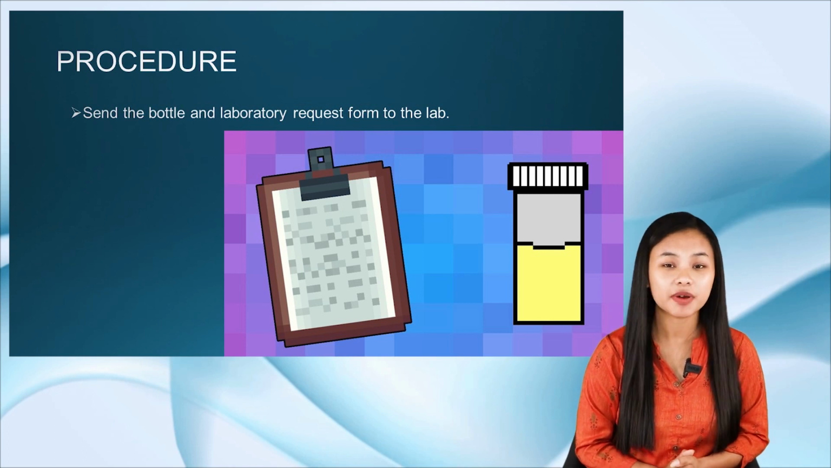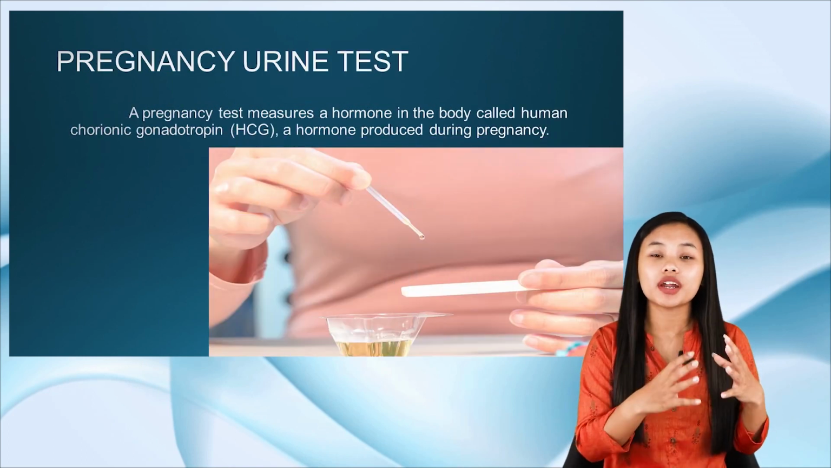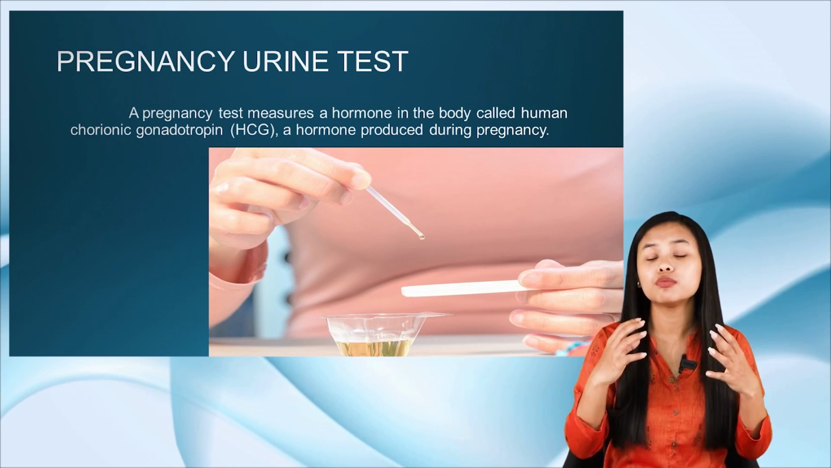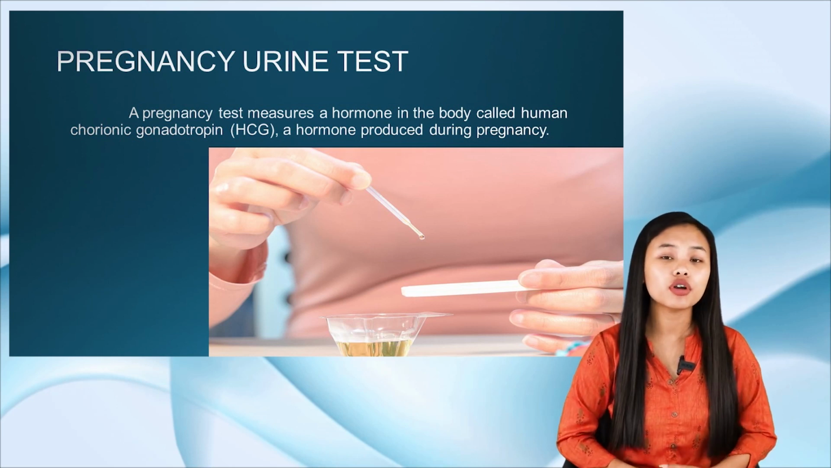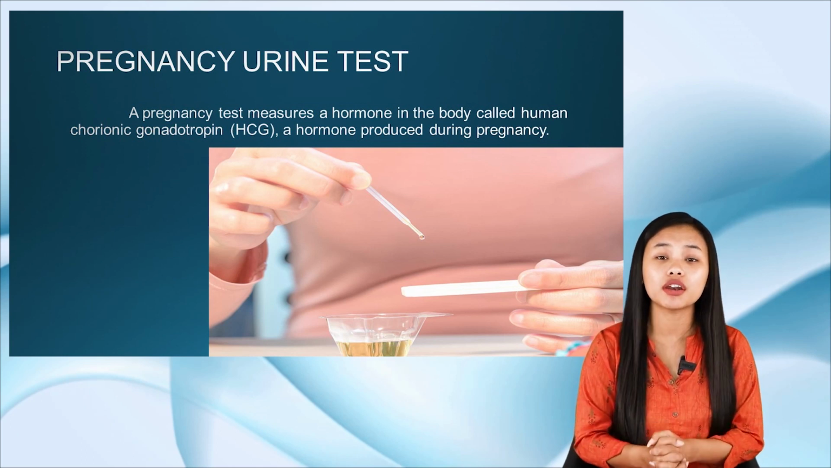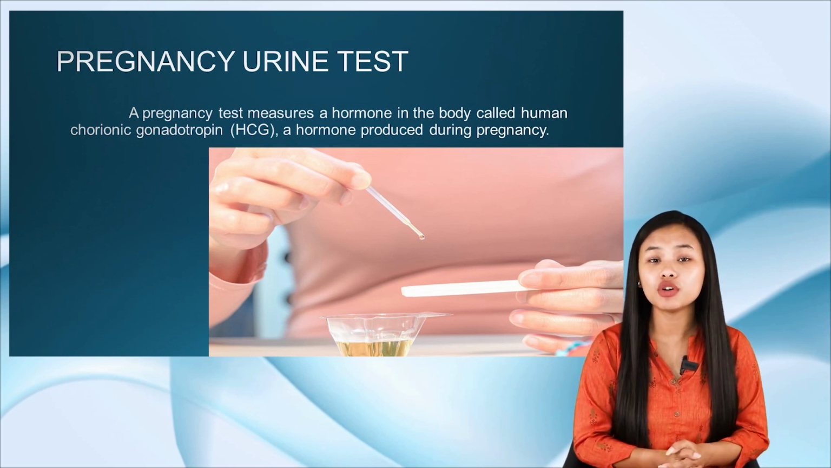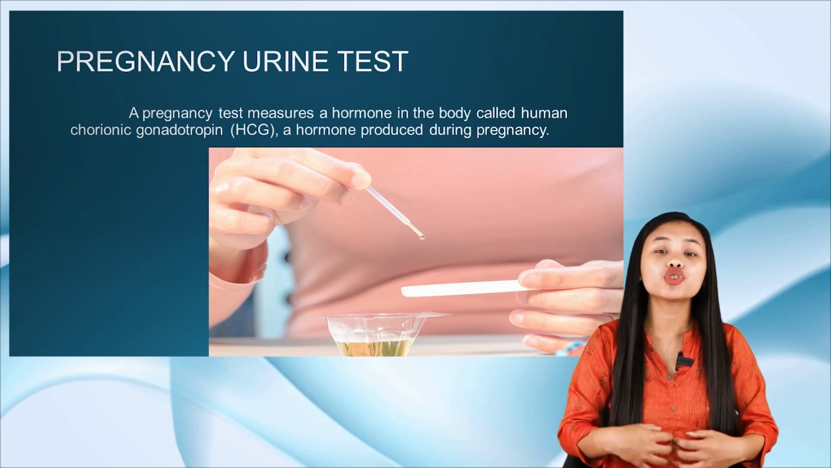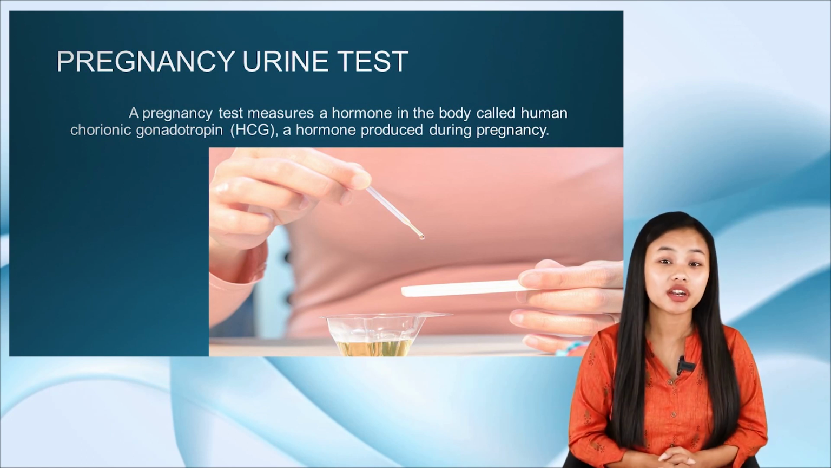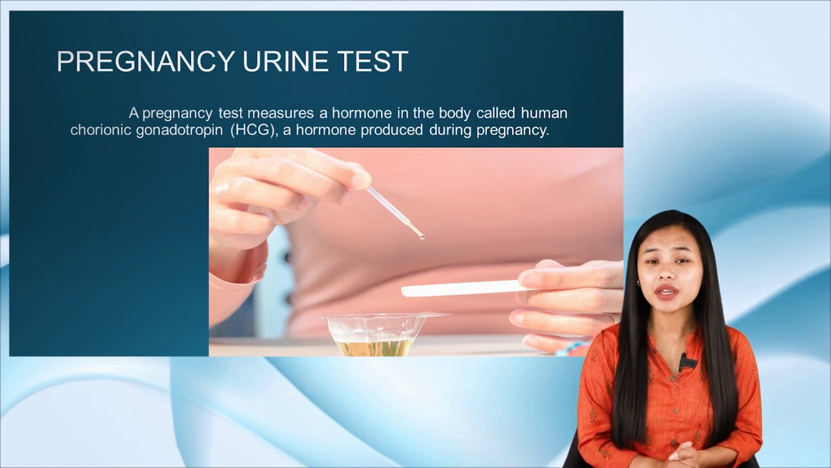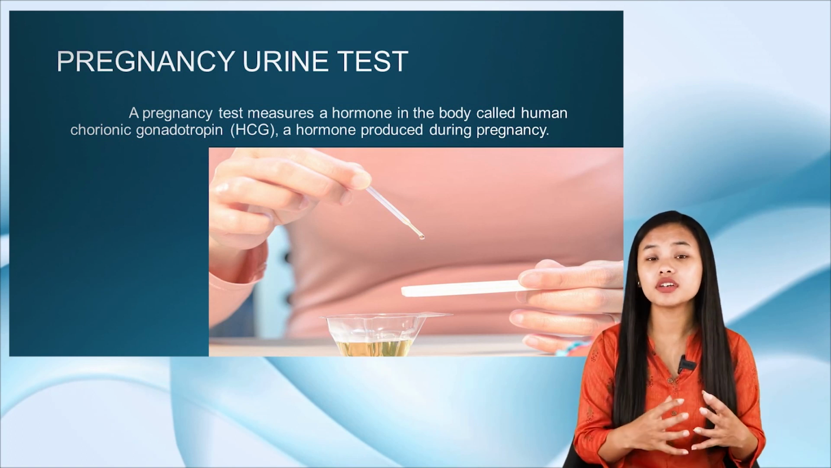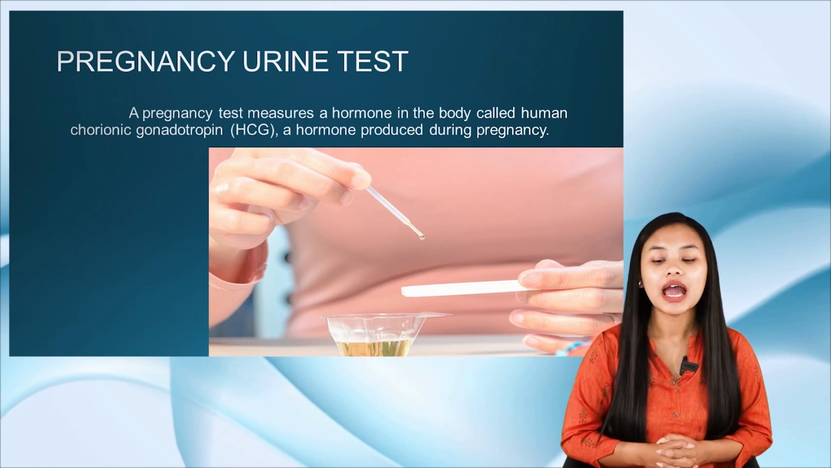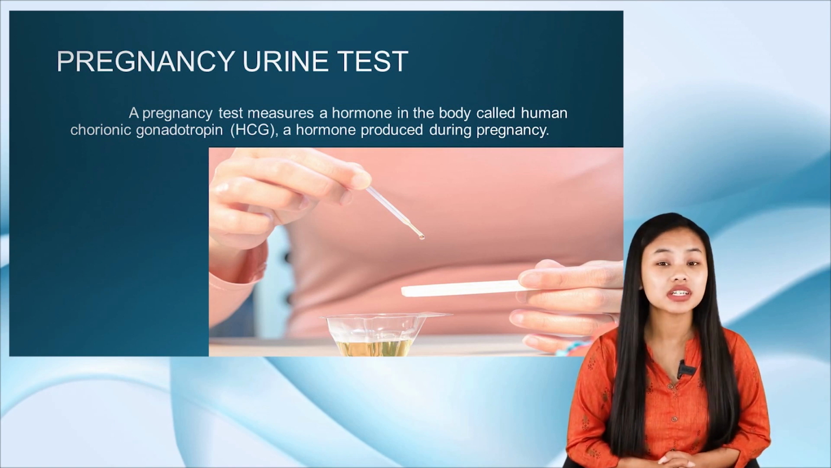The next is the pregnancy urine test. So here a pregnancy test is done in order to measure a hormone in the body called the human chorionic gonadotrophin, which is commonly denoted as the HCG, because this is a hormone which will be produced during the pregnancy. This hormone can be detected in small amount either in the urine or in the blood of a pregnant woman as early as 10 days after conception.